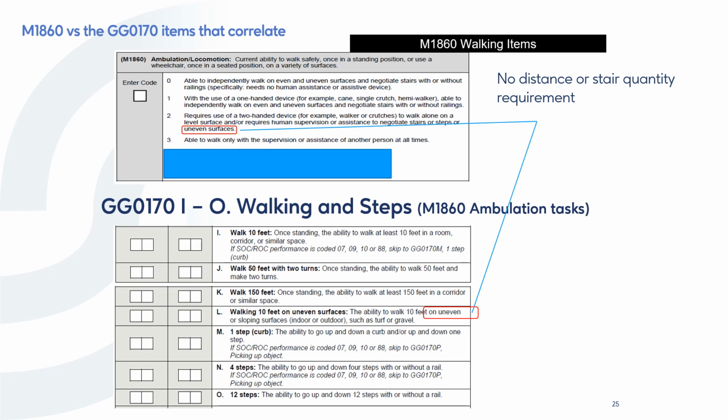For those, just the 0 through 3 coding there will be, kind of, quote unquote, I'm using air quotes here, comparing them to the GG0170 I through O, which is your walking and your steps that make up all those same tasks up in the M1860 item. And as you can see, that code 2, which talks at the very end about being on uneven surfaces, that comes in for that item L in the GG0170. So there is some comparison there, that there are uneven surfaces talked about in both sets of items.